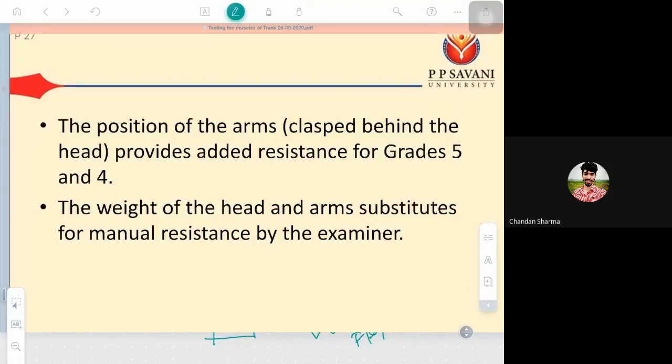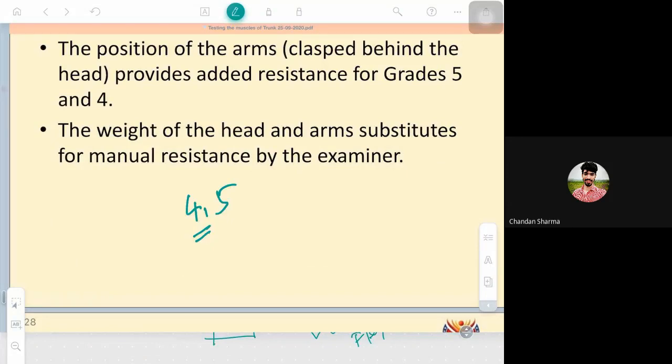The position of arms clasped behind the head provides added resistance. You know, in grade 4 and 5, what is grade 4? Grade 4 is submaximal resistance: full range of motion against gravity with submaximal resistance. That is 4. What is 5? Full range of motion against gravity with maximal resistance. So where did the resistance come from?